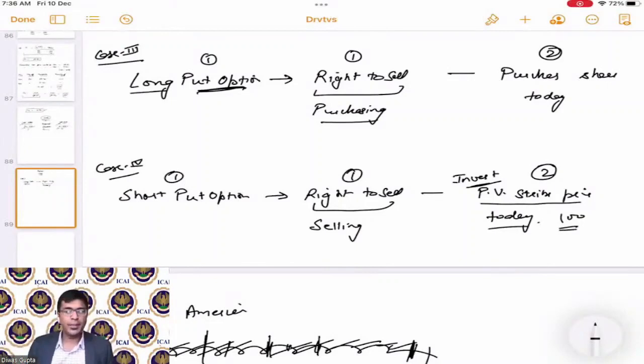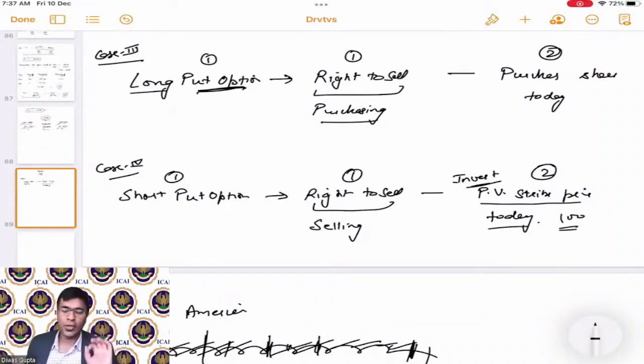One, you take a loan of 100 rupees and invest it. Second is you short sell shares today, and whatever amount you receive, out of that you invest the present value of the strike price today, correct? But let's not go into that debate because that debate will open up a lot of things.